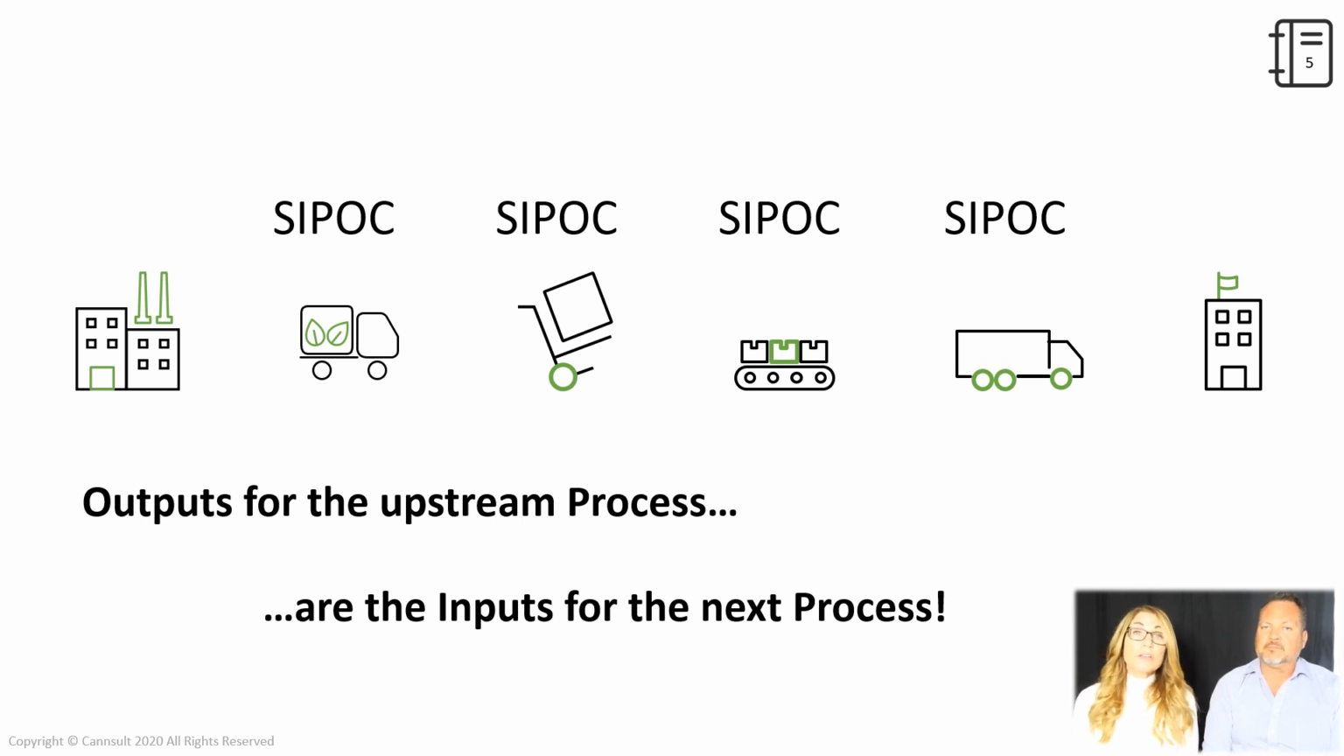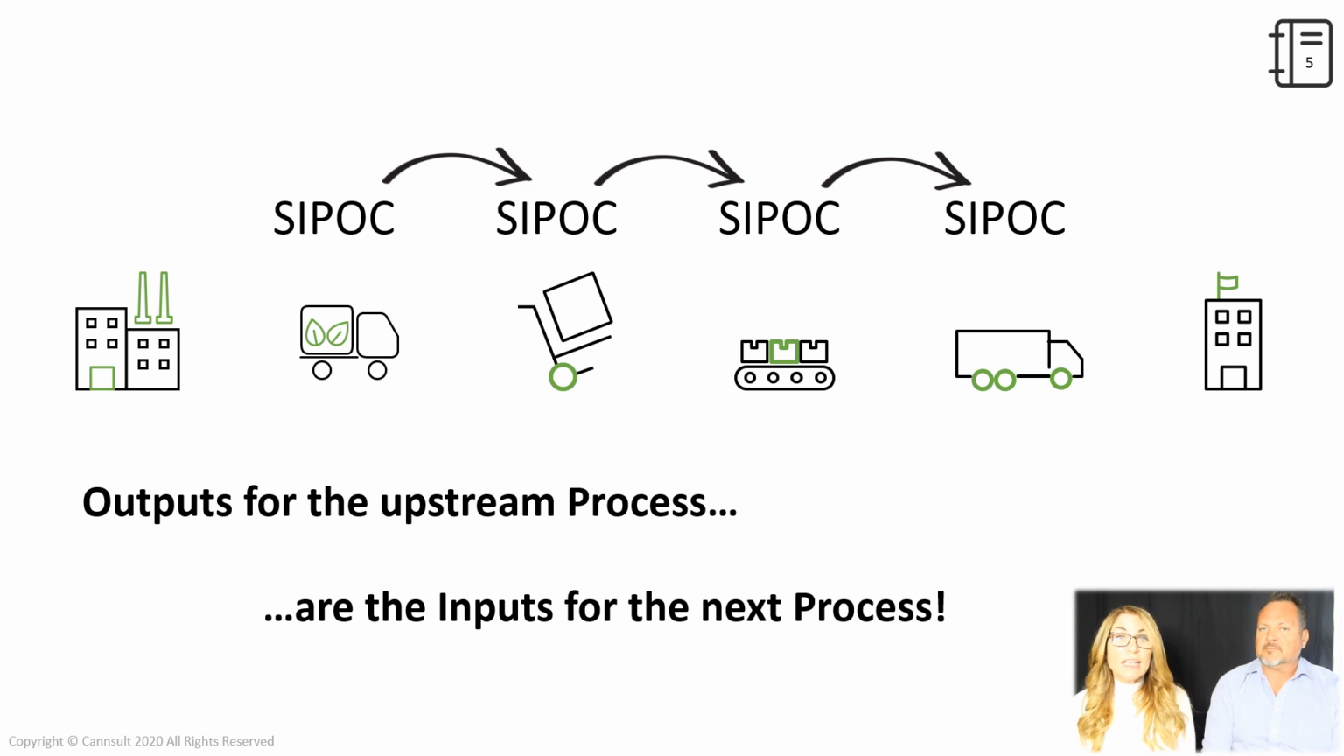When we're dealing with a large or complex process, many times it will require multiple SIPOCs to understand how it all connects. In fact, SIPOCs can be linked together so that the output and customer of one process is actually the supplier and input for the next, and so on and so on.